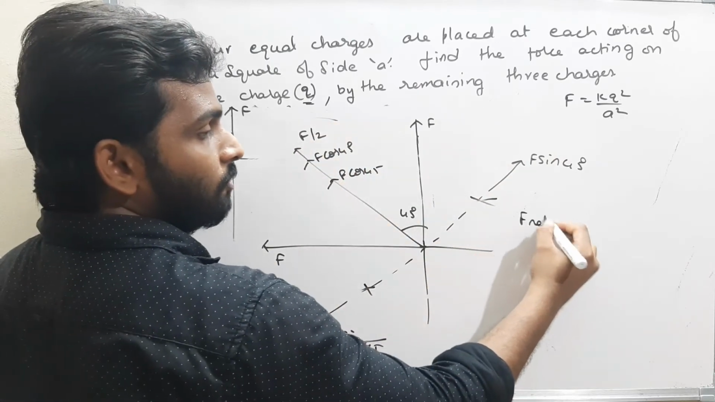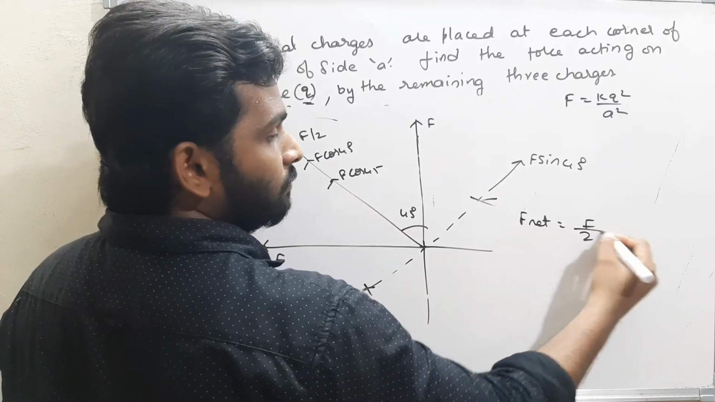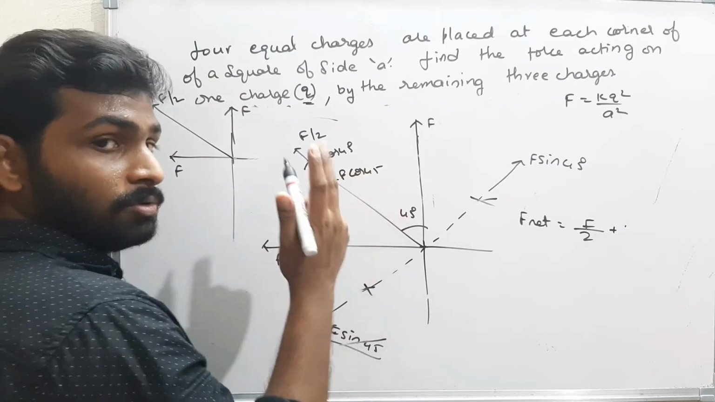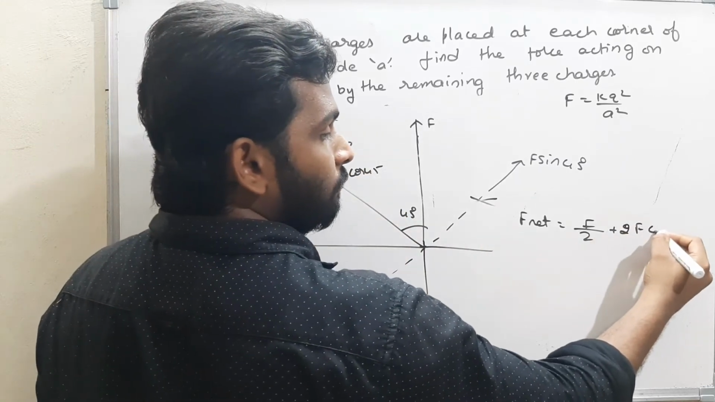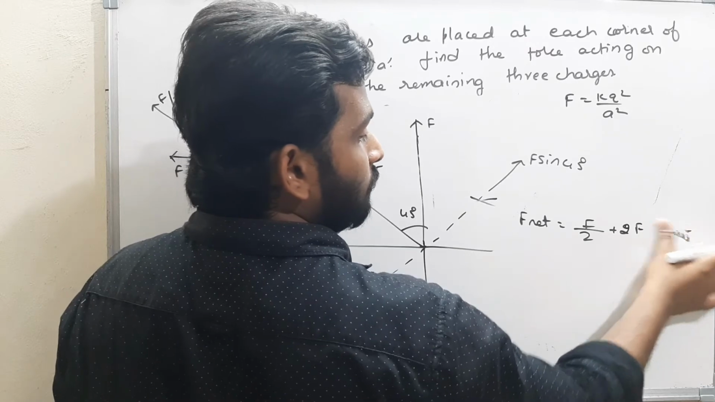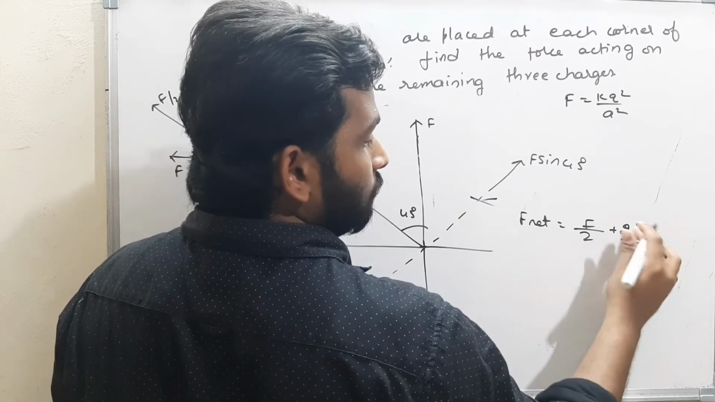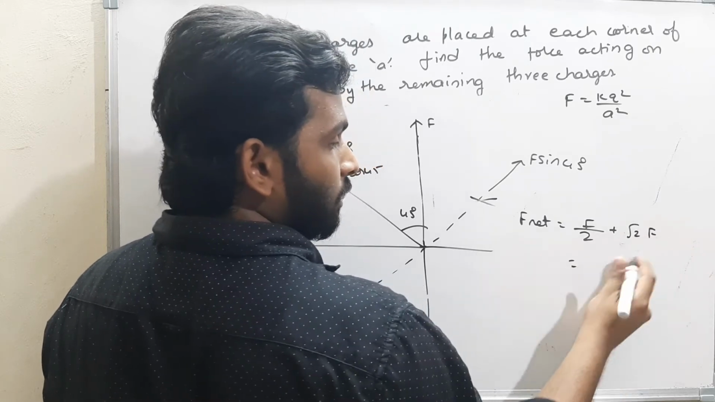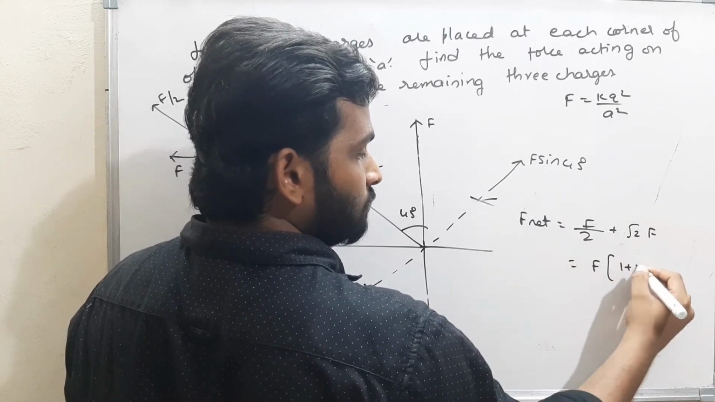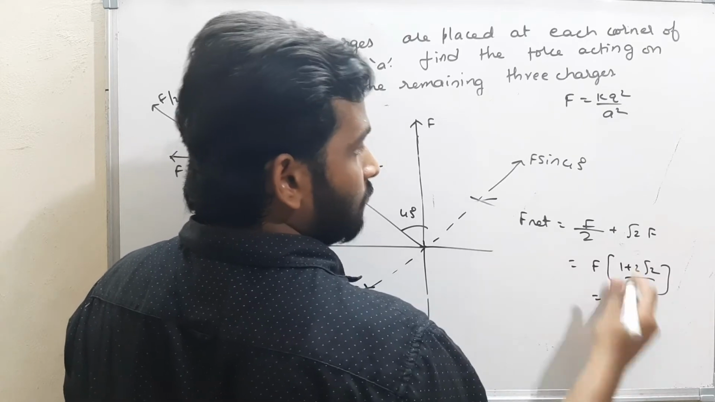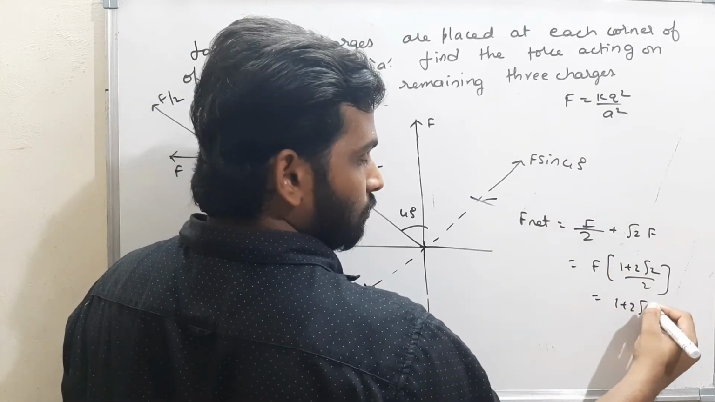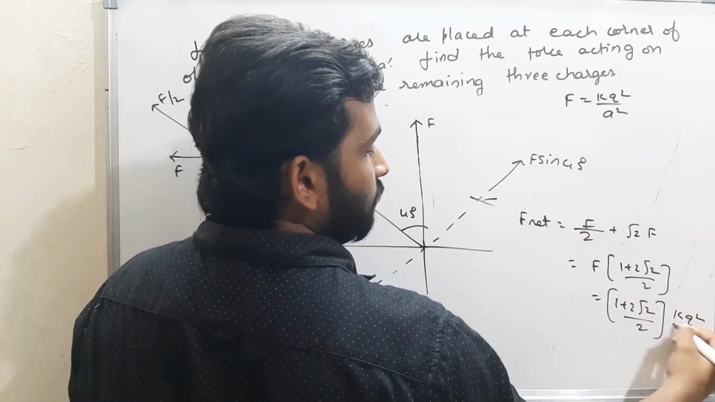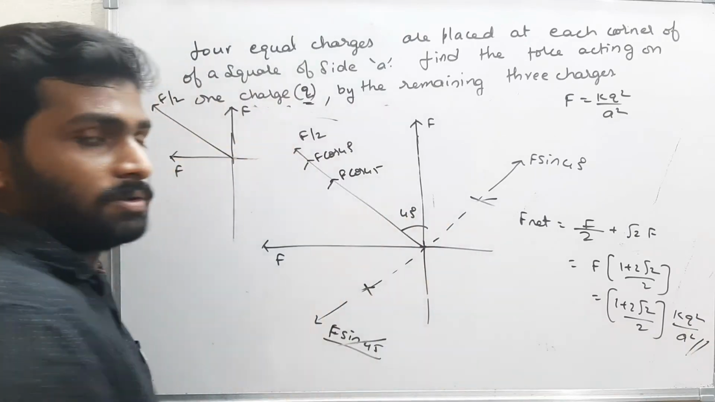What is net force? The net force is F by 2 plus F cos 45 plus F cos 45, which is nothing but 2F cos 45. Cos 45 is nothing but 1 by root 2. 2 by root 2 is nothing but root 2 F. Therefore take F common, what you will get? F into (1 plus 2 root 2) by 2. What is F? F you got as k q square by a square. The same answer as previous.